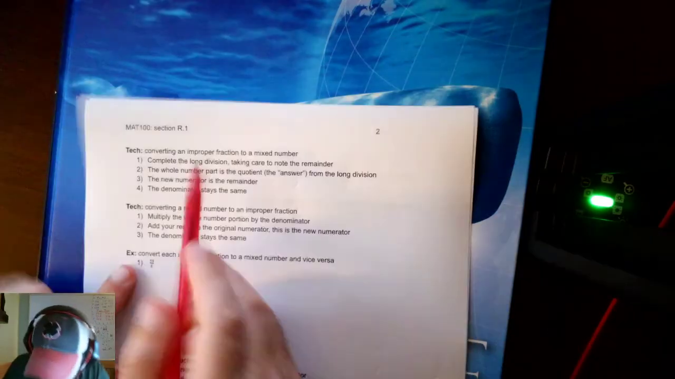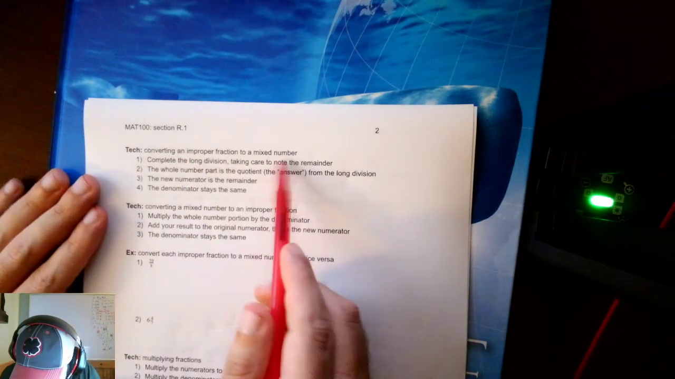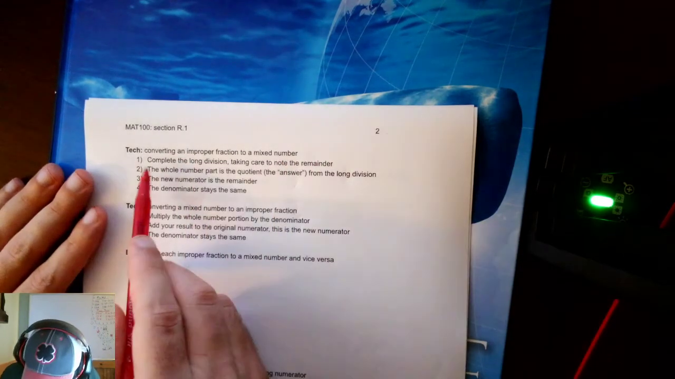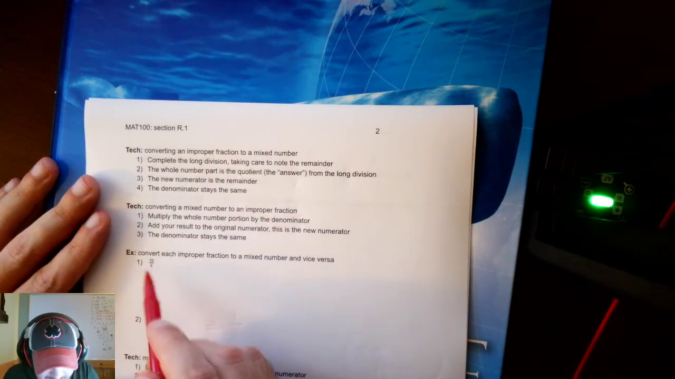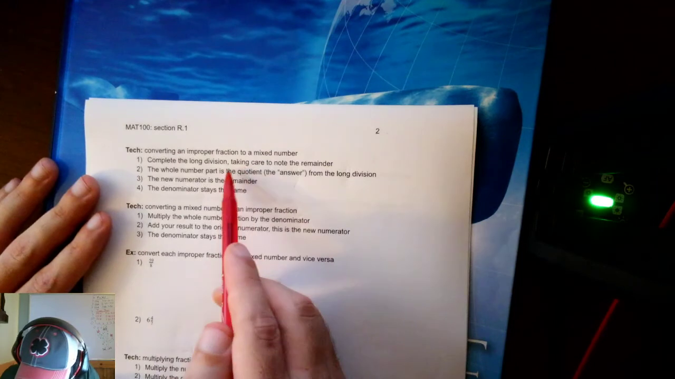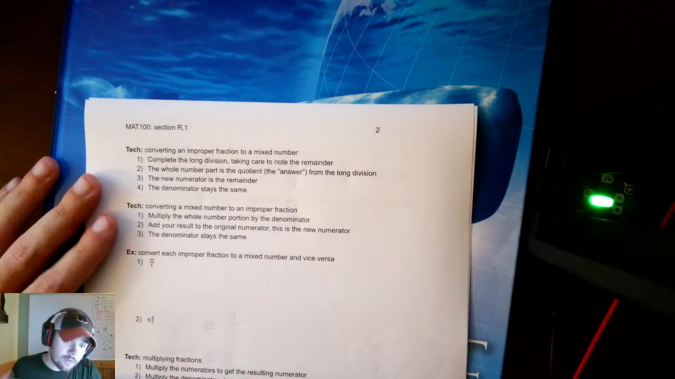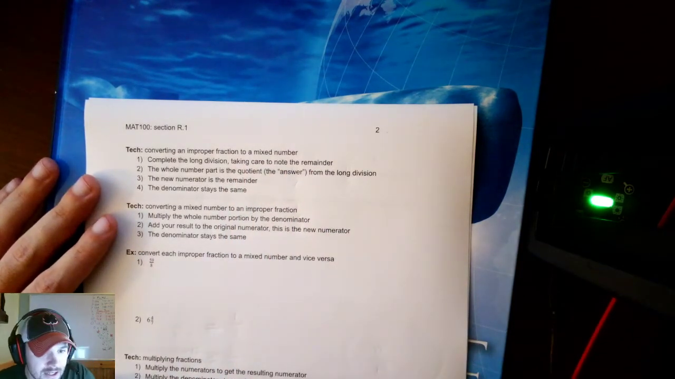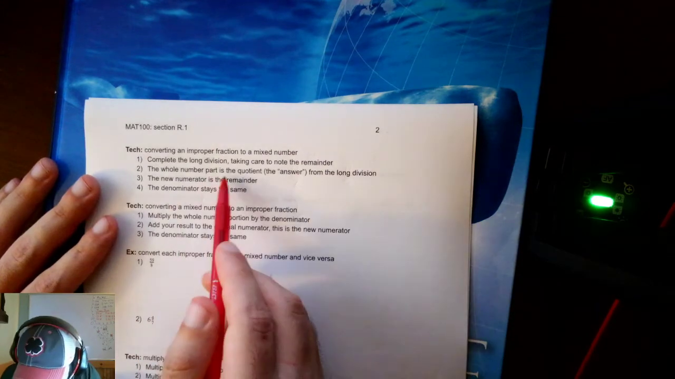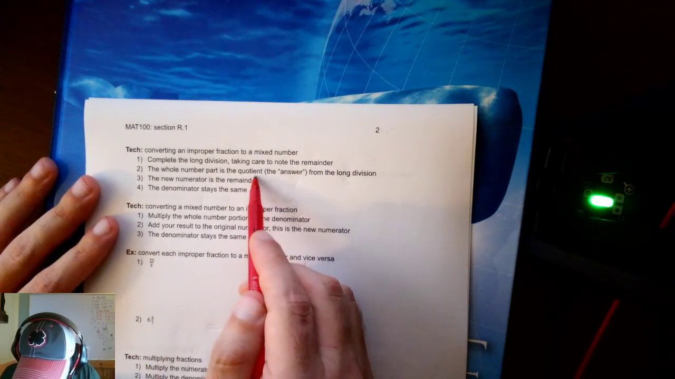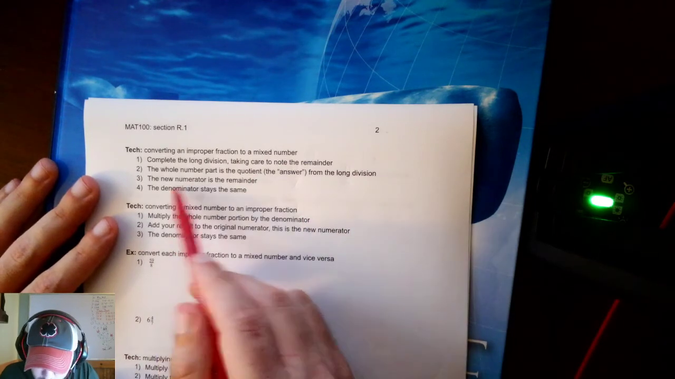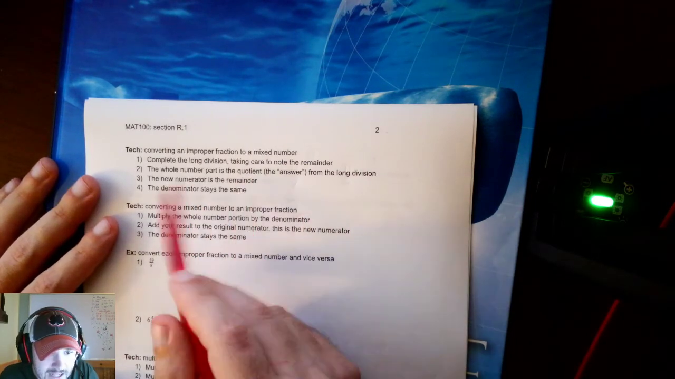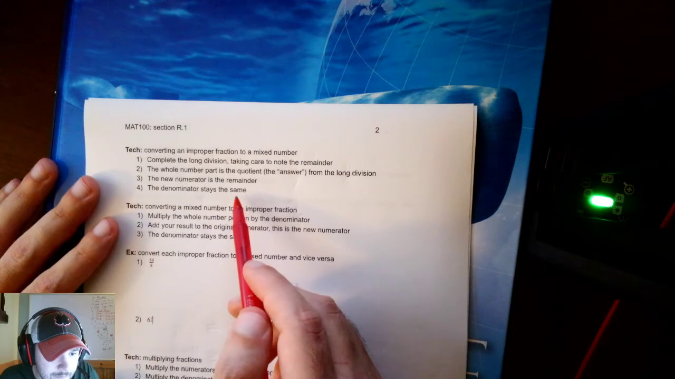Let's look at turning an improper fraction to a mixed number first. Step 1 is we have to complete the division. We have to divide the numbers, taking care to note the remainder. We always want to make sure we know what the remainder is. The whole number part is the quotient, which is the answer from the division. The new numerator is the remainder, and the denominator stays the same.